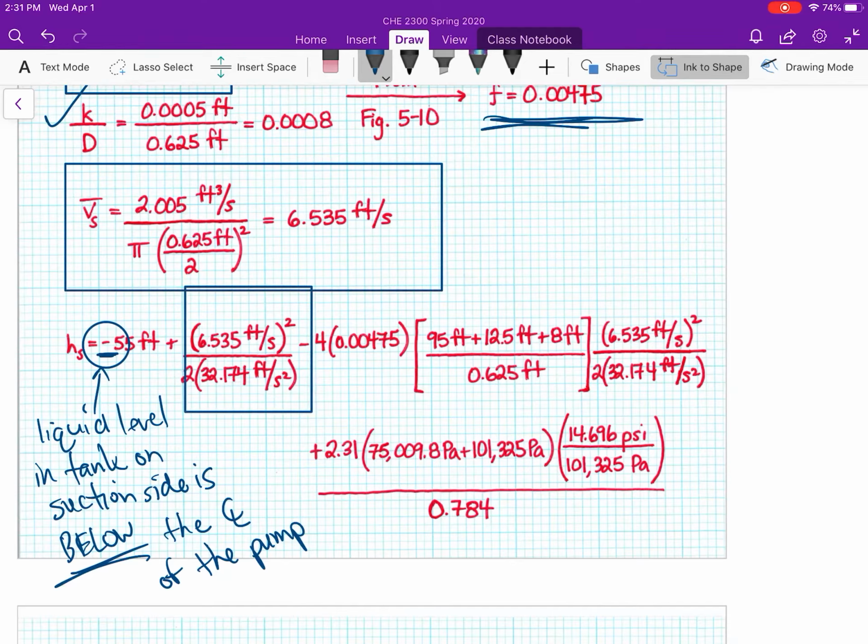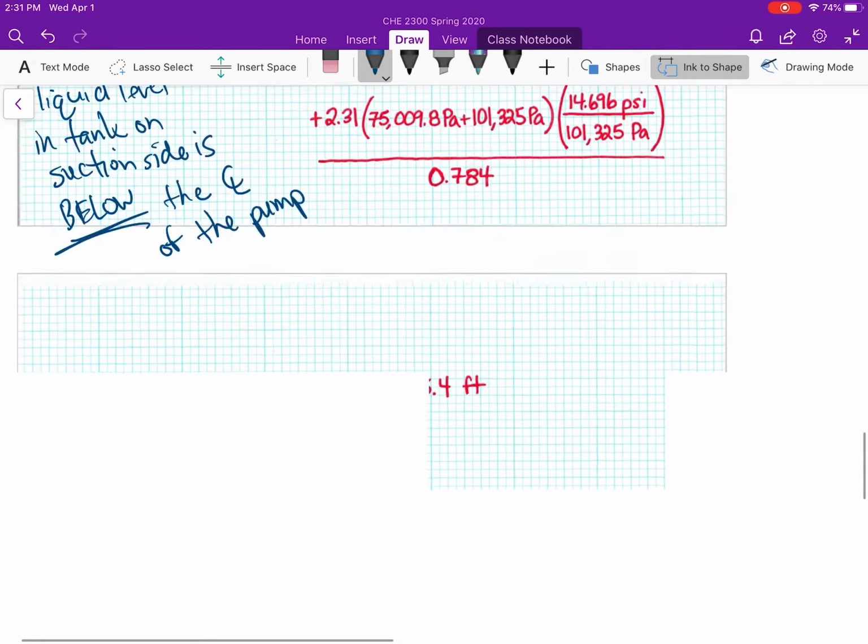I have my kinetic energy term here. I take my fanning friction factor, I plug it in there. I'm told the total length on the suction side is 95 feet. What am I accounting for with the 12.5 and the 8?